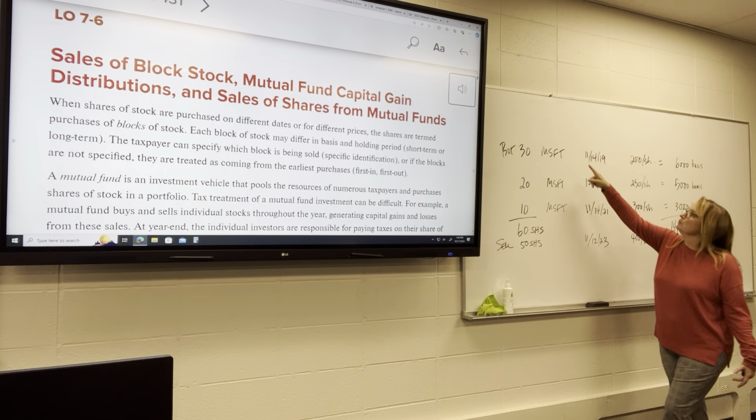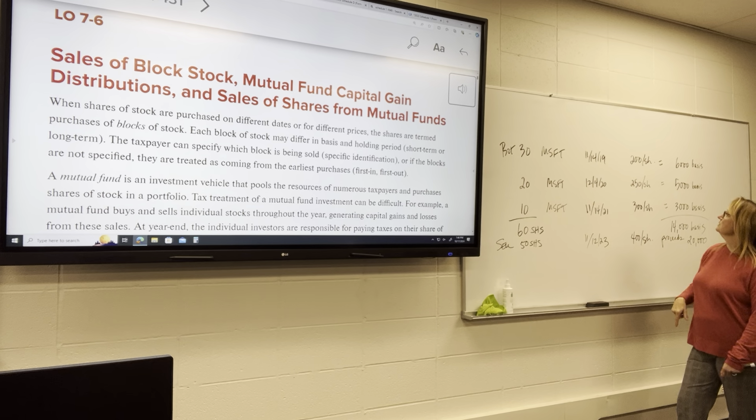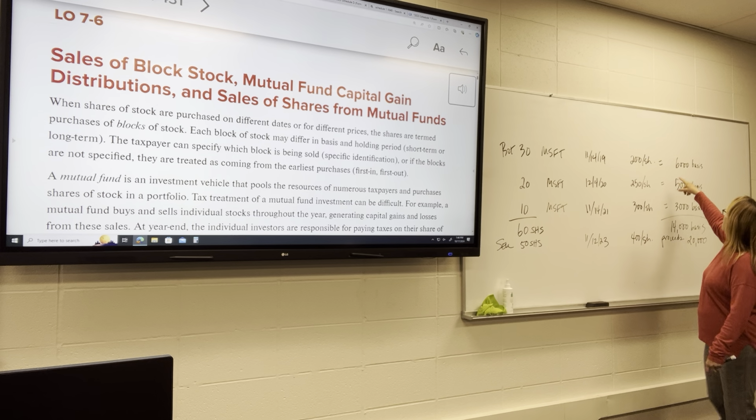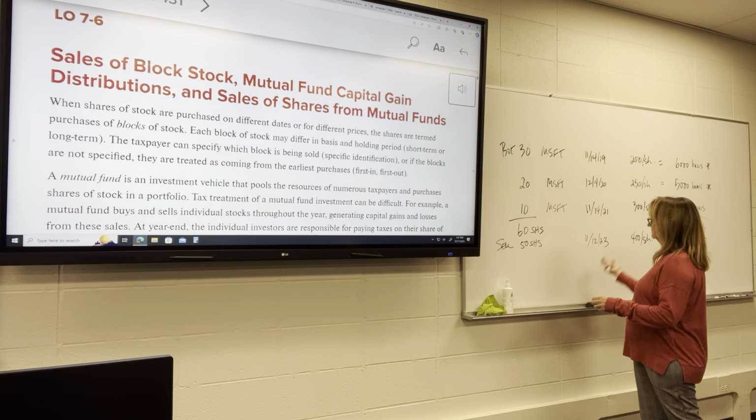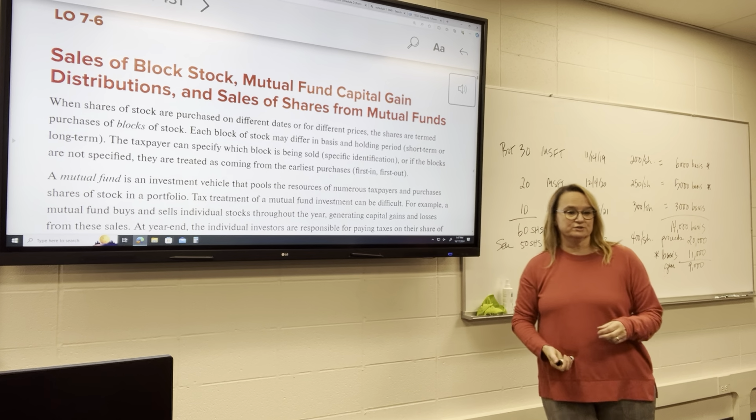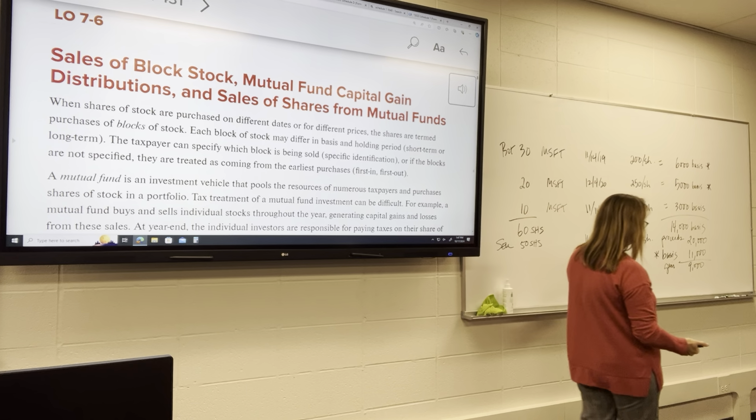Or we could say, okay, well, we sold both of these lots here, which means our basis would be $11,000. If we sold both of these, so let's say we sold these and these, the basis is $11,000. Our gain is $9,000. Long term, everything's over a year, so we're going to get those preferential tax rates. But we could do it that way.